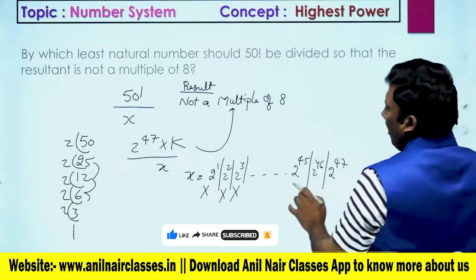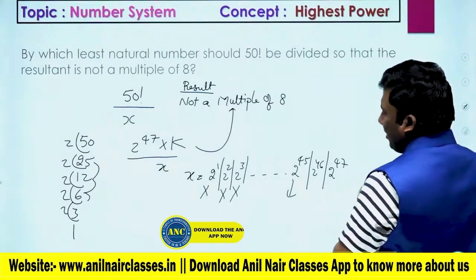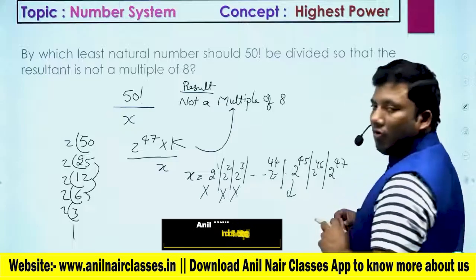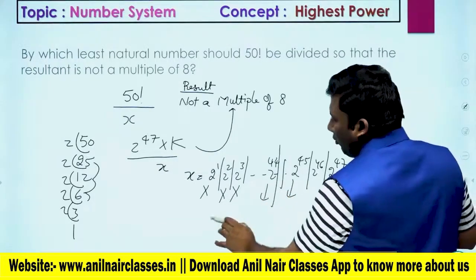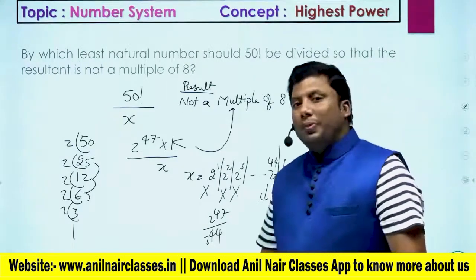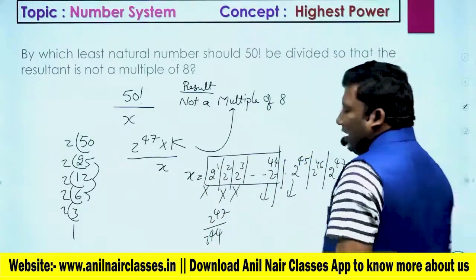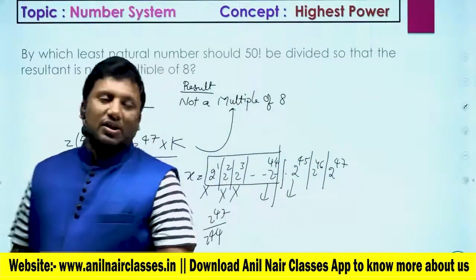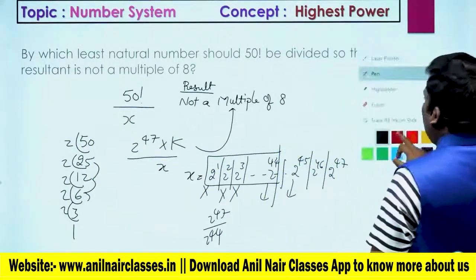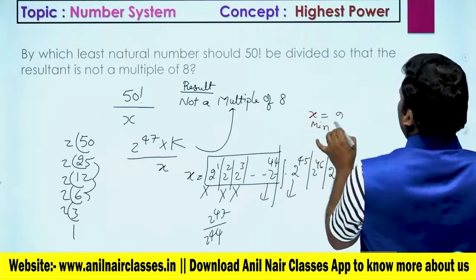Now see here, if it is 2 power 47 divided by 2 power 43, 44. If I take till 2 power 44, 2 power 47 by 2 power 44 is 2 cube, and 2 cube is 8 into something. All these numbers, 2 power 1, 2 power 2 till 2 power 44, will make the resultant a multiple of 8. The question is, it should not be a multiple of 8. So x, the minimum value, will be 2 power 45.